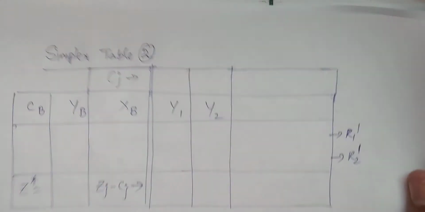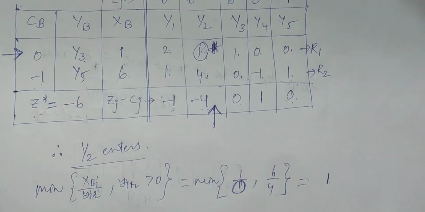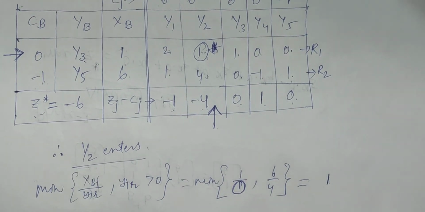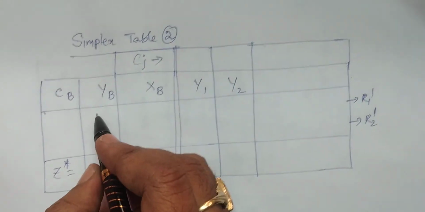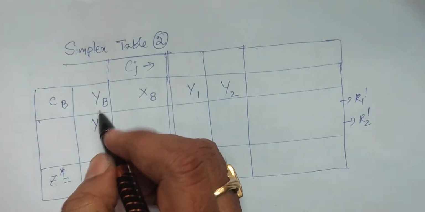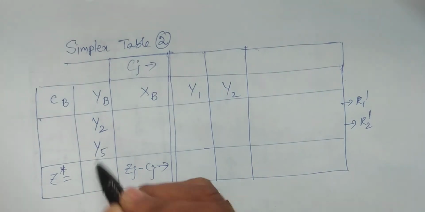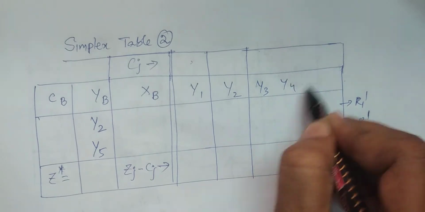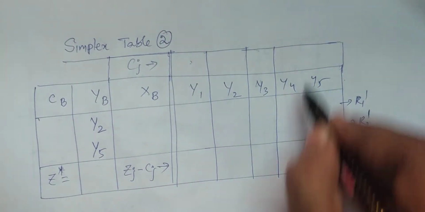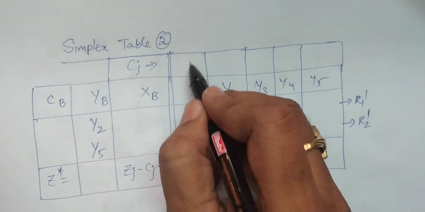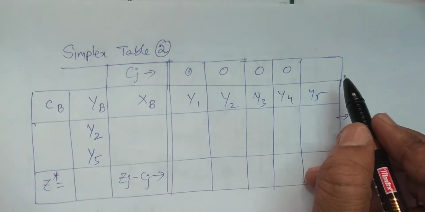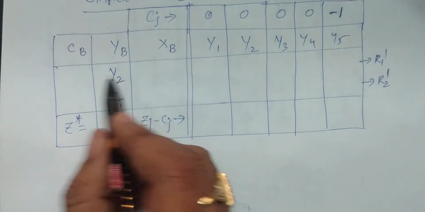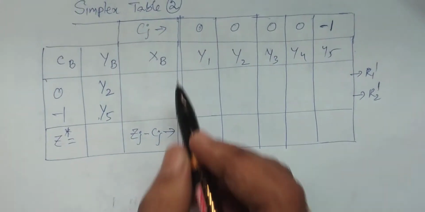And what you have to enter first, as usual. What are the changes? y3 leaves and y2 enters. So the first vector y3 leaves, and instead of that y2 enters. And the second vector y5 stays as it is. Write the costs here and put y3, y4, y5. There are 3 other columns you have. The costs here are 0, 0, 0, 0 and the cost for y5 is -1. So you write down the cost here: y2 cost is 0, y5 cost is -1.